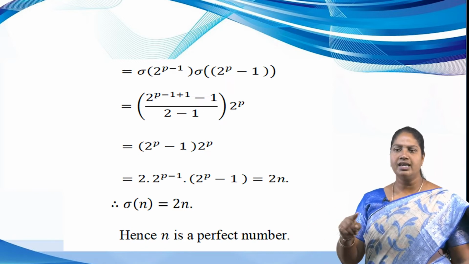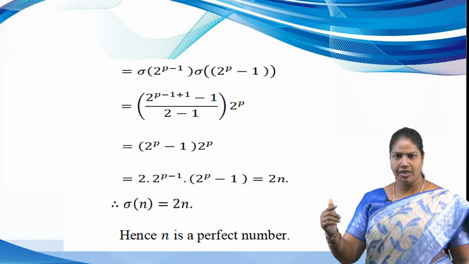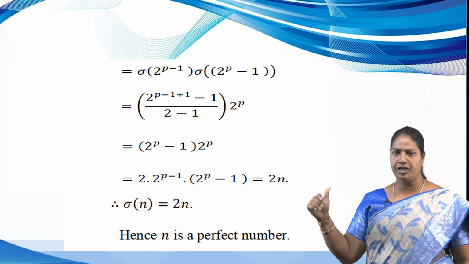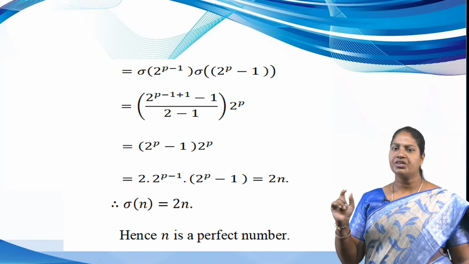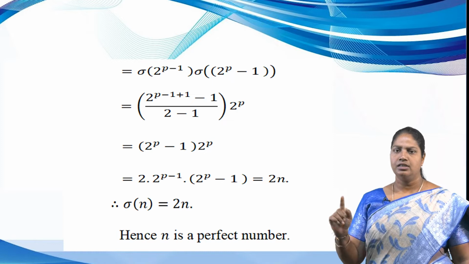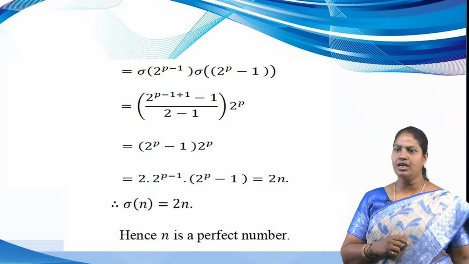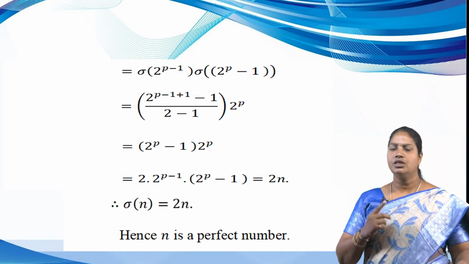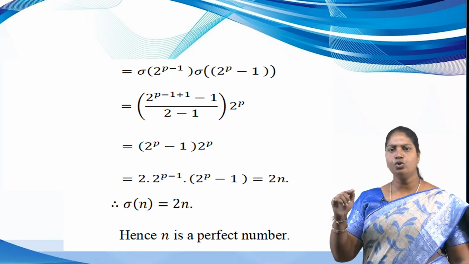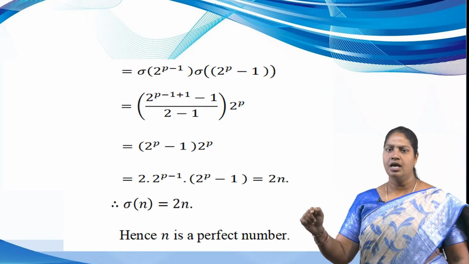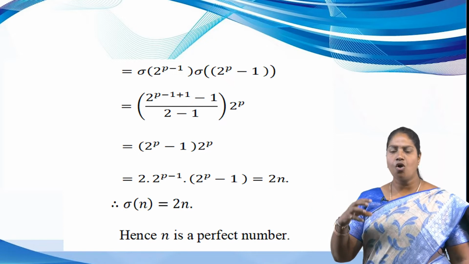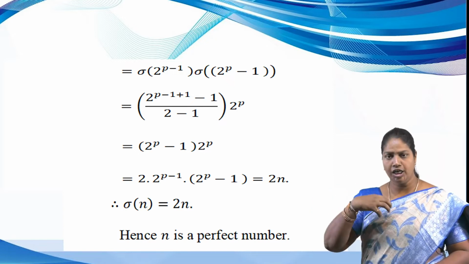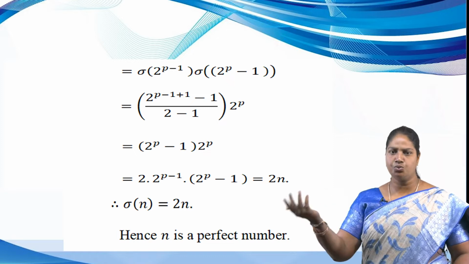So we know that n is nothing but 2 power p minus 1 into 2 power p the whole minus 1. So this can be written as 2n. So the left hand side is sigma of n, the right hand side is 2n. So now we take n in the form 2 power p minus 1 into 2 power p the whole minus 1. So the summation of all the divisors of n including n, that is sigma of n, is 2n.